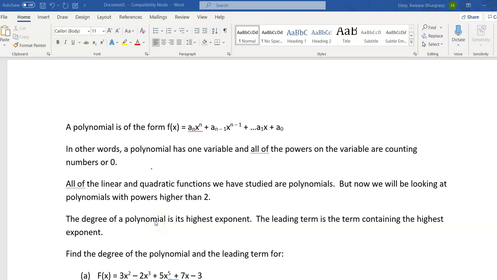Okay, so we're going to be studying polynomials, and we've actually been studying polynomials for the last week or so with our linear functions and our quadratic functions. But now we're going to look at things that have bigger exponents, like x to the third, x to the fourth, and so on within them. Now, here's the definition of a polynomial.